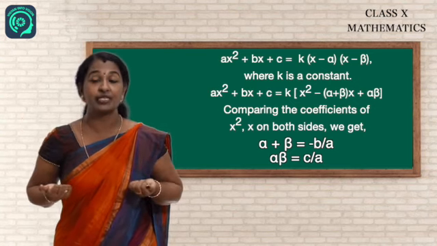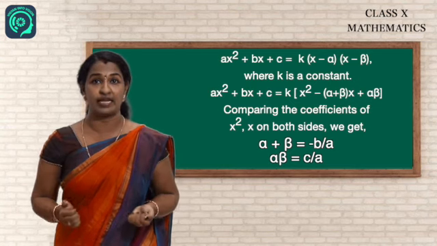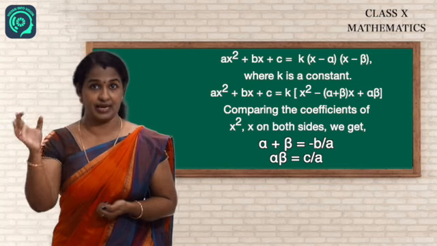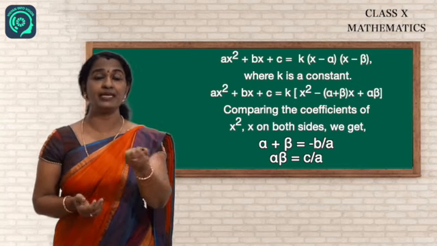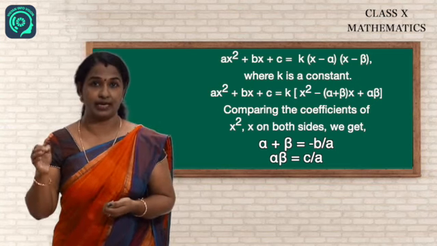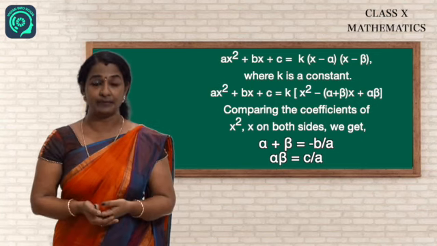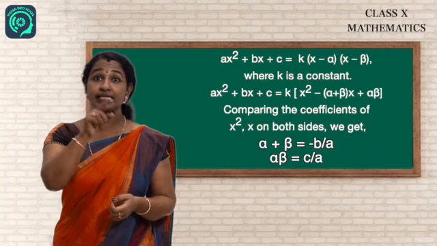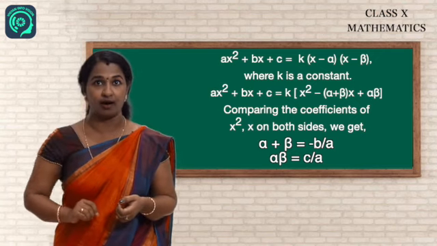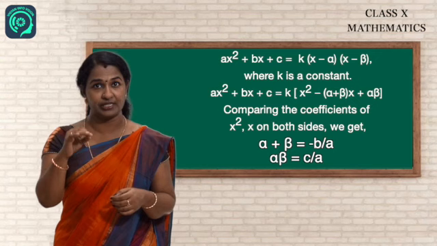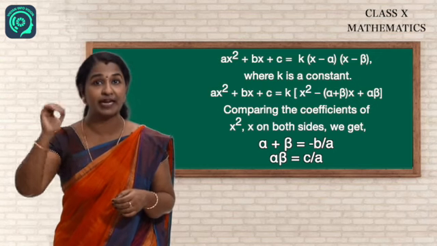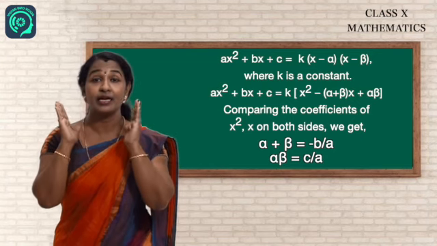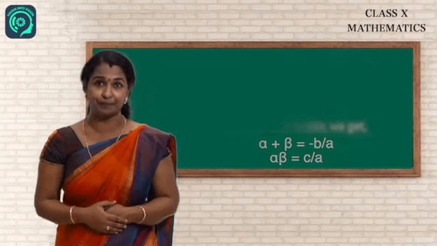Comparing the coefficients, we will get the sum of the zeros, that is alpha plus beta is equal to minus b by a and alpha beta is equal to c by a. So this is the relationship between zeros and coefficients of a quadratic polynomial. That is sum of zeros alpha plus beta, product of zeros alpha beta. So alpha plus beta is equal to minus b by a and alpha beta is equal to c by a. That is the relationship for a quadratic polynomial.